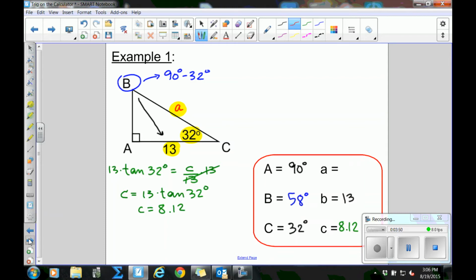So the equation I would set up is adjacent over hypotenuse, cosine of 32 degrees is equal to the adjacent over the hypotenuse. We solve this equation a little differently because the A is in the denominator. We have to multiply both sides by A first, and then we have to divide both sides by cosine of 32 degrees. Degree mode on your calculator, and we should get for A 15.33.